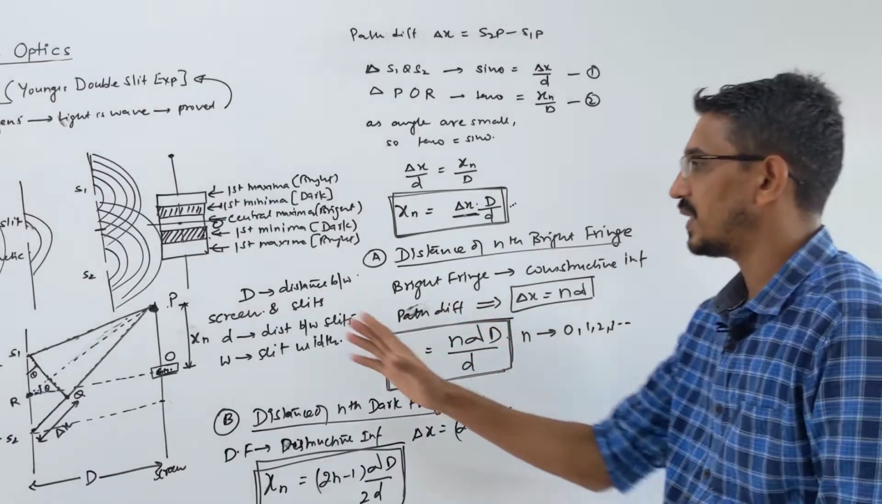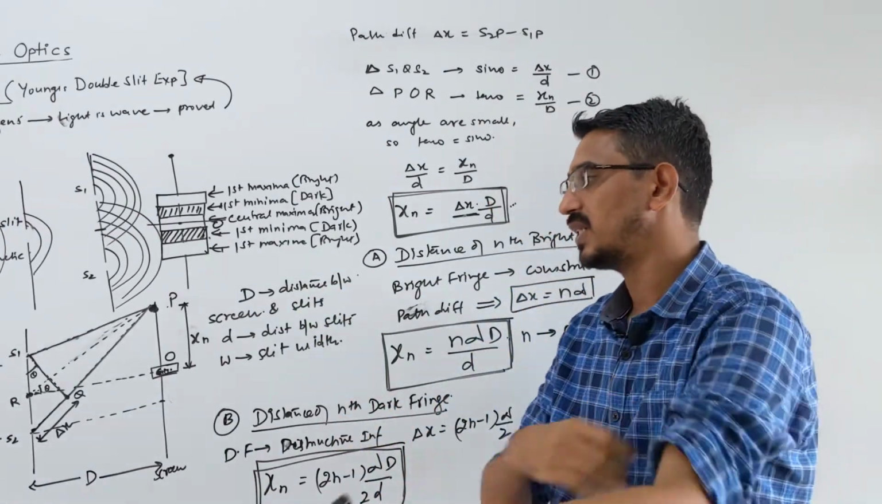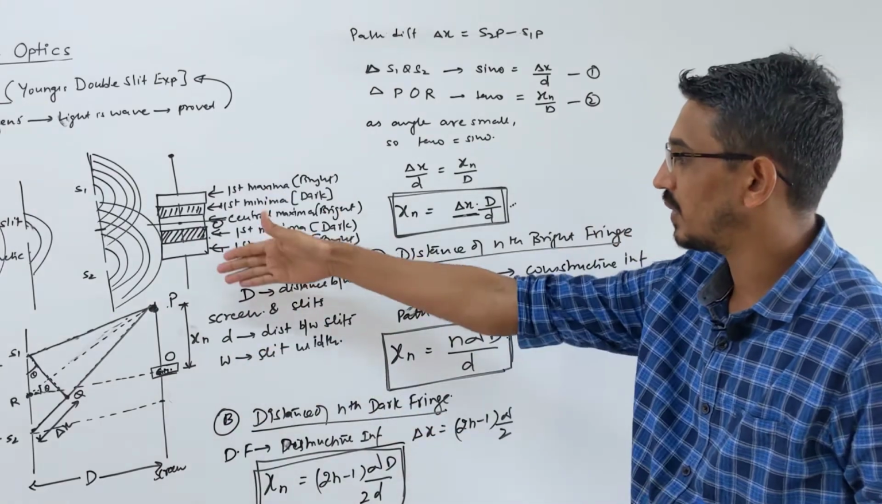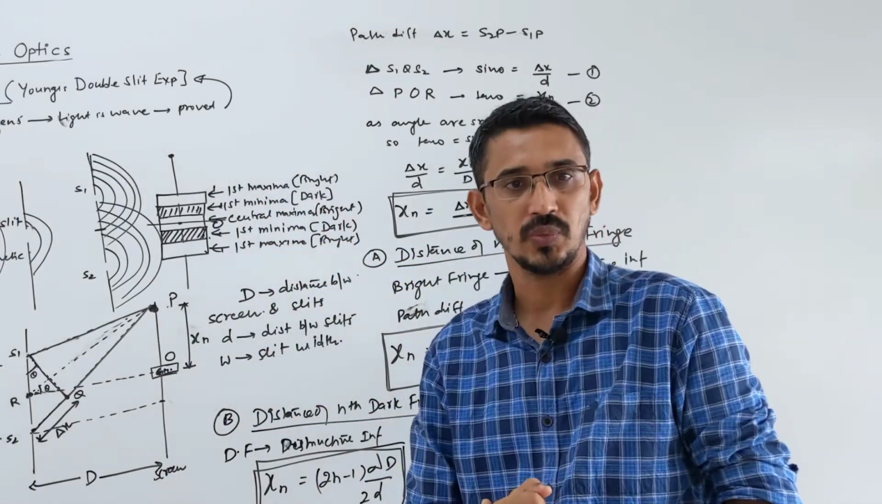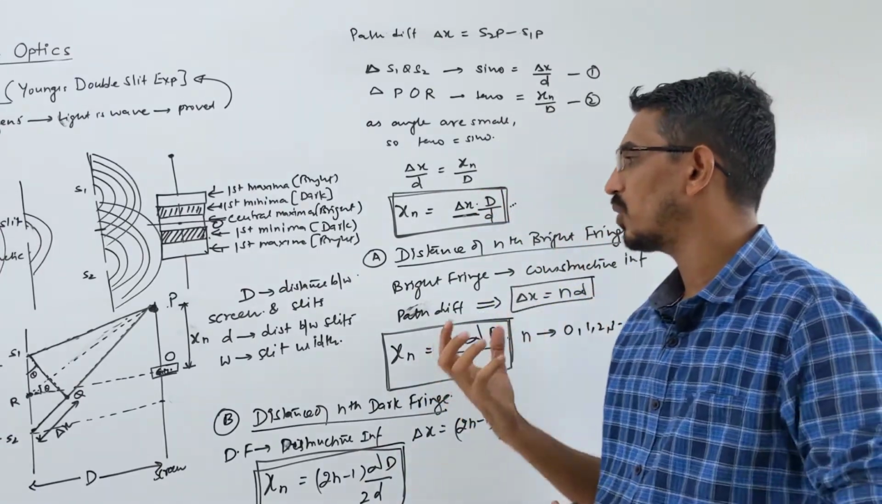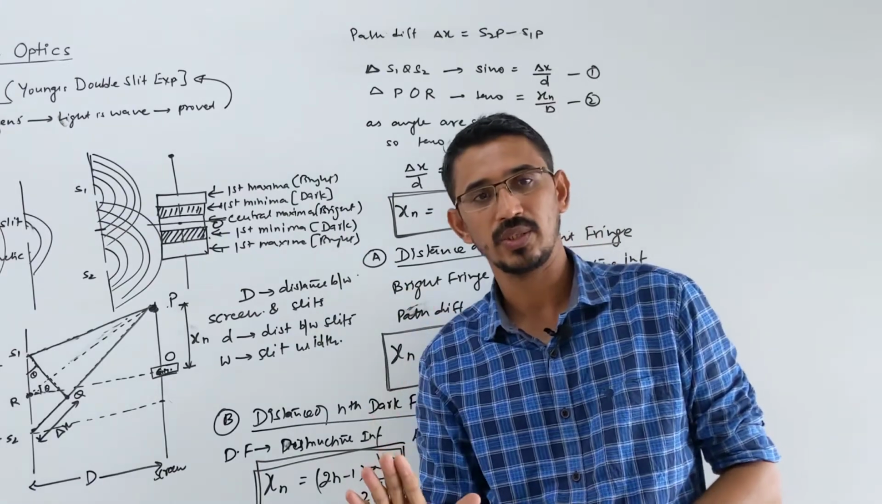These are linear distances. You will get the answer in centimeter, meter or millimeter. So these are linear distances, finding the distance of that fringe from the central maxima. They can ask you angular position also. Angular questions they mainly ask in the diffraction pattern, but they can ask here also.